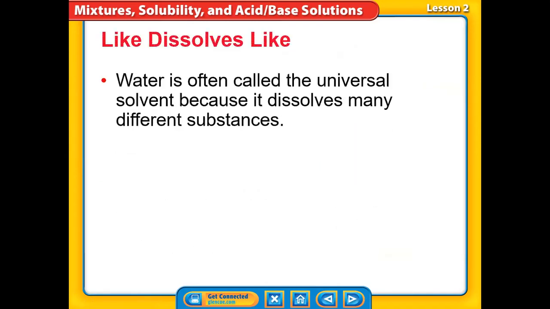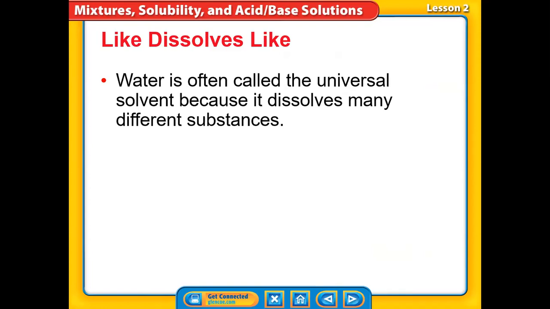Here, like dissolves like. What does that mean? Because water is polar, water is able to dissolve charged or ionic compounds, which are already made of ions, positive and negative, like sodium chloride, for example, the table salt NaCl. Na is a positive ion, Cl is a negative ion. They are attracted to each other by ionic bond. So it is dissolved in water because water is polar.